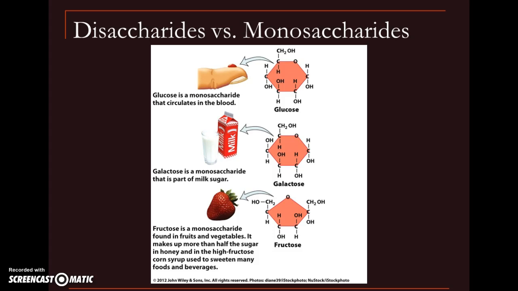It makes up more than half the sugar in honey and in high fructose corn syrup. It's used to sweeten a lot of beverages because it's quite sweet when we extract it. It's also cheap. Something like high fructose corn syrup is pretty cheap to produce.